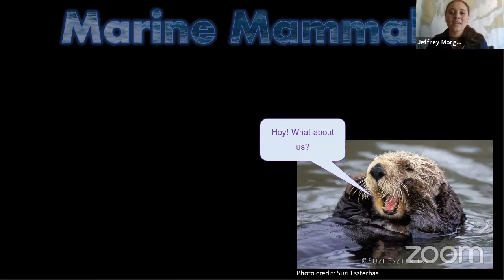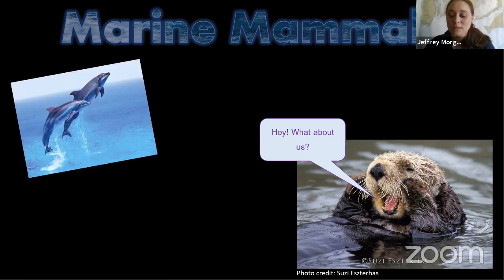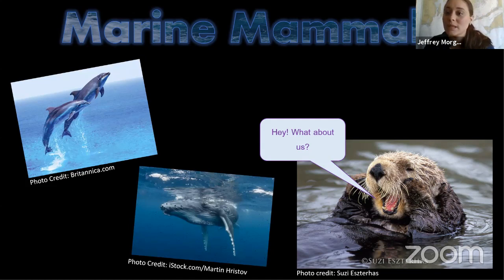So, what is a marine mammal? Now, not all sea creatures use gills to survive in the water. Marine mammals, like humans, need to breathe oxygen from the air. So, creatures like sea otters, dolphins, and humpback whales need to breathe the oxygen in the air.